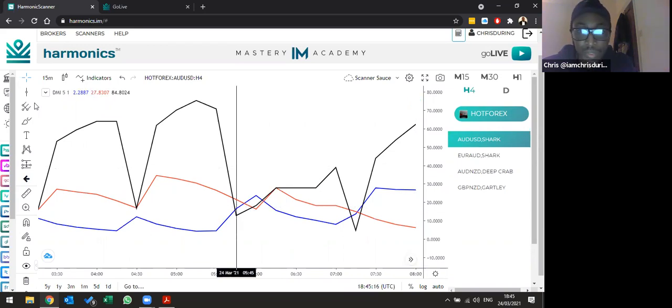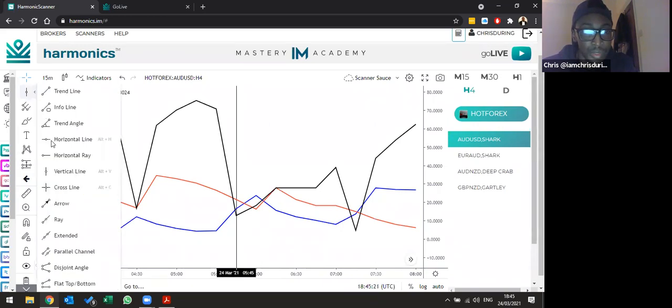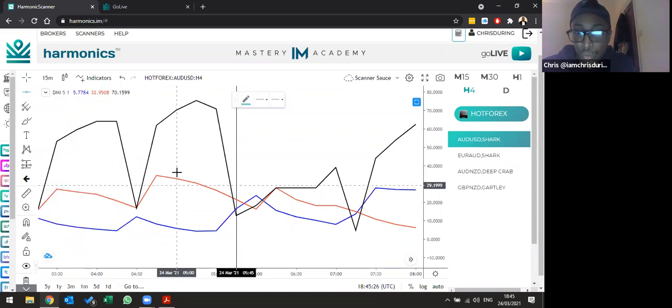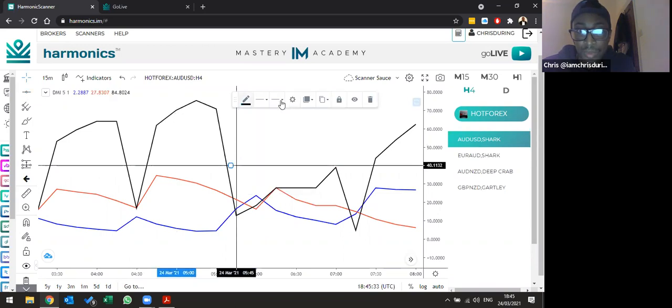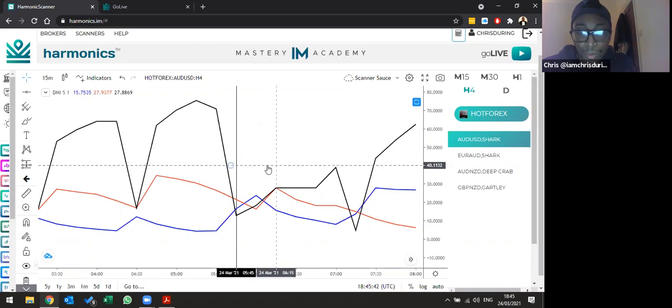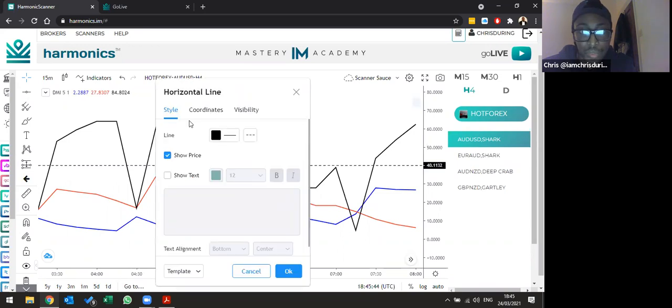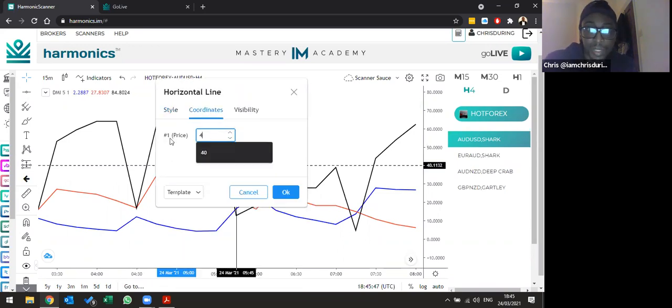The easiest way to check this is to go back to your trend line tools on the left-hand side, where you've got this horizontal line, and just draw it at the 40. What I tend to do, if it's not exactly on the 40, is double click into it and change the coordinates to 40. So it's exactly on the 40.